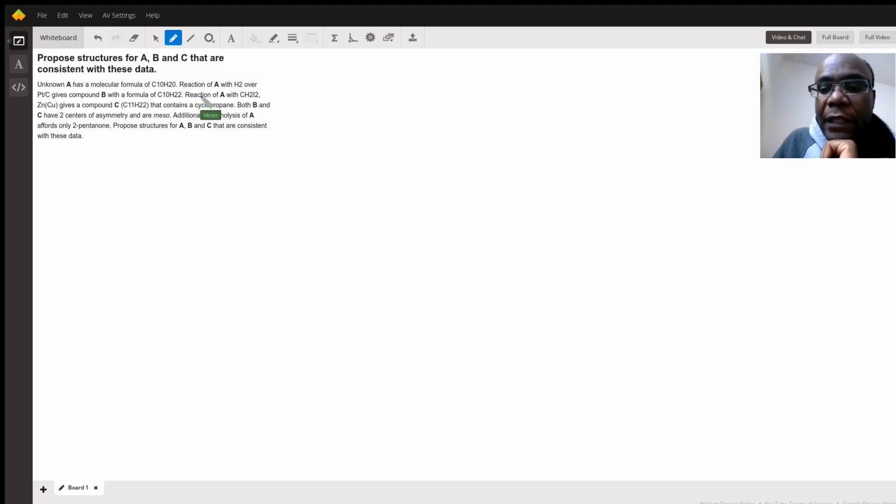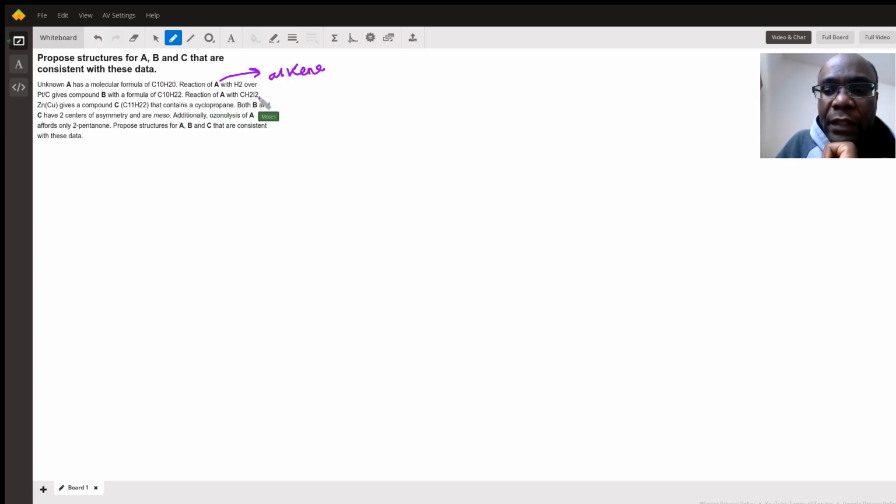Now, I've read the question and I hope you've read the question. We just need to find the structure of A, B, and C. So it says A has that molecular formula. A reacts with hydrogen gas over platinum and carbon to give B, which means that this A right here is an alkene. How do I know that? Because A has 20 hydrogens, but after reacting with hydrogen gas, it gets 22 hydrogens. There's a double bond that receives those hydrogens.